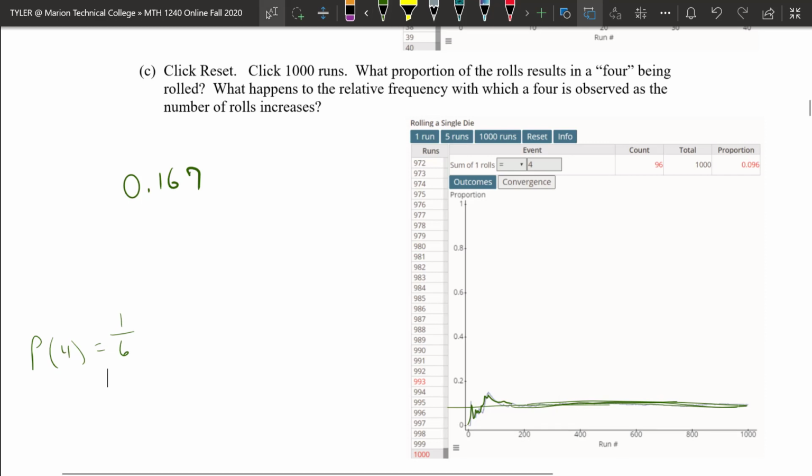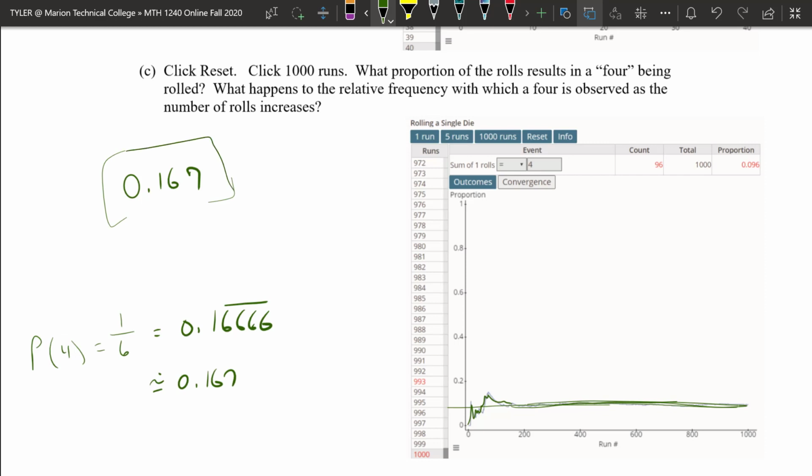So if you take 1 divided by 6 in your calculator, this is equal to 0.16666 repeating, so roughly 0.167 if we round. So that's exactly what we were experiencing with doing this simulation 1,000 times. This idea, as we're going to see, is known as the law of large numbers.